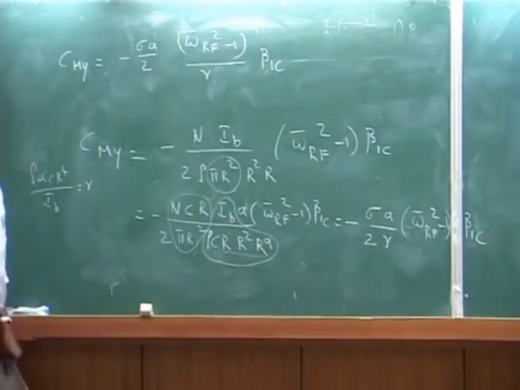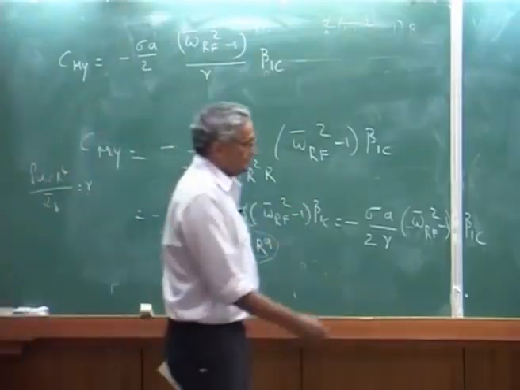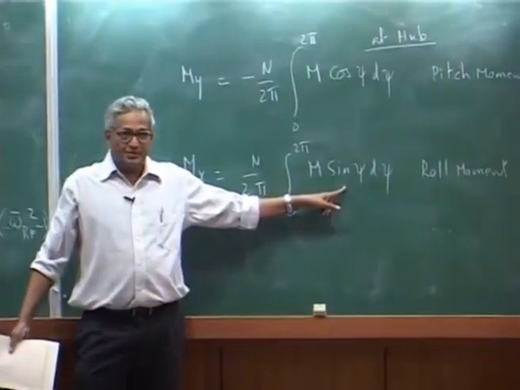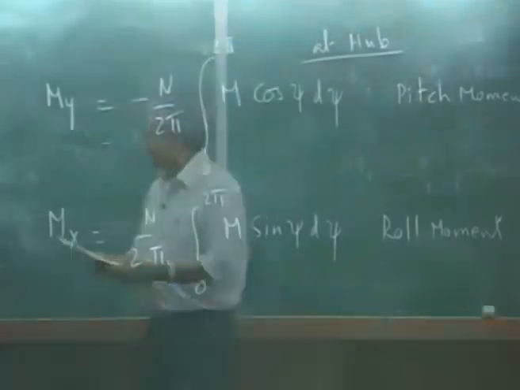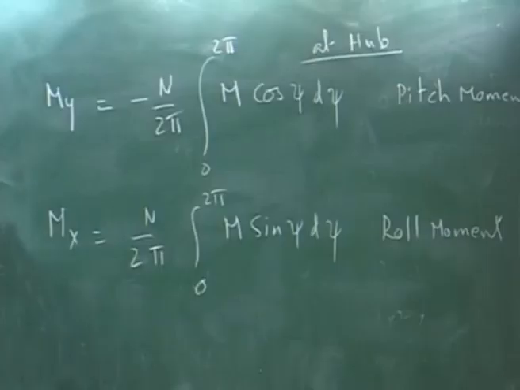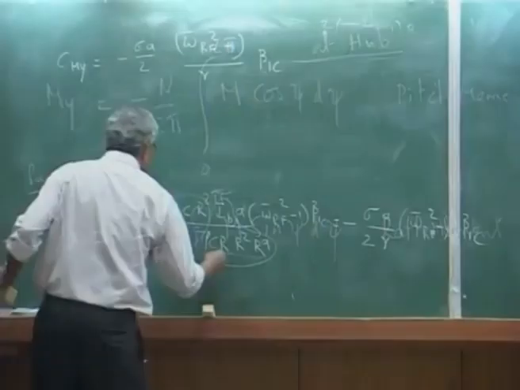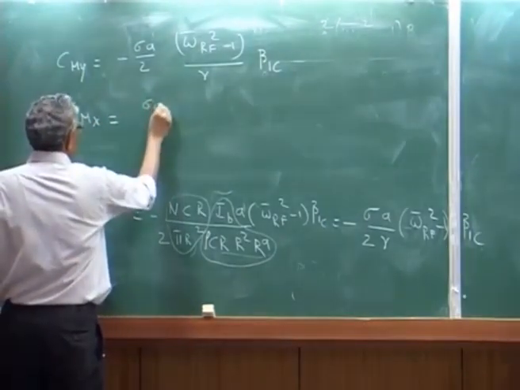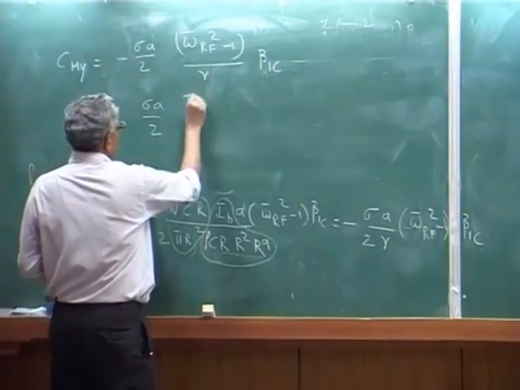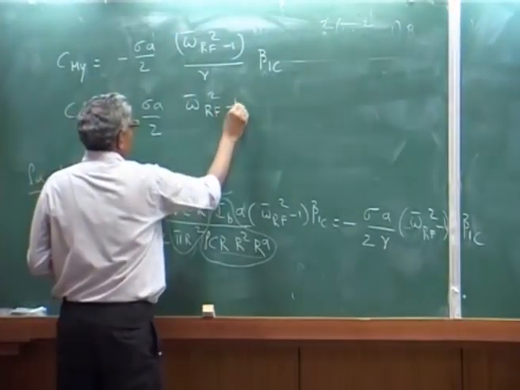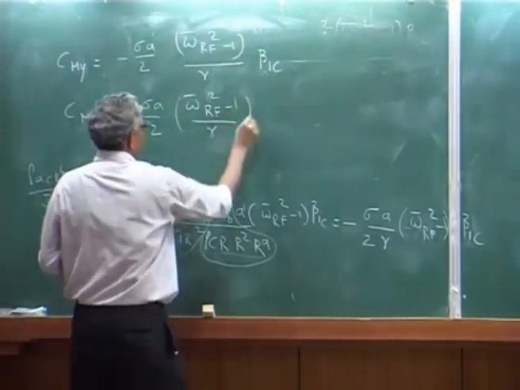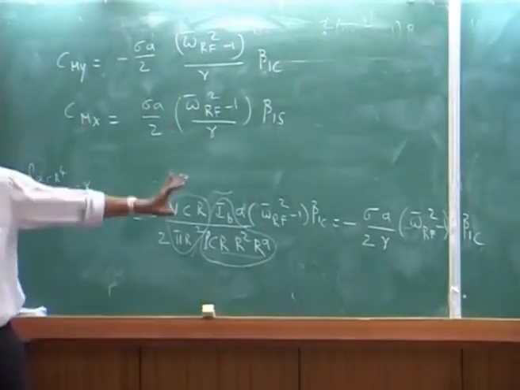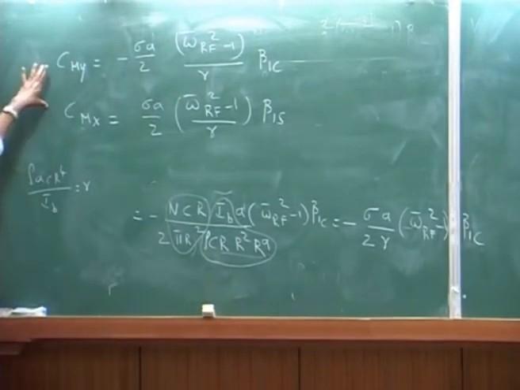Similarly, you can write for Mx. Here what will happen is beta sin psi, so only 1s will come. So I just write the expression. Your C_Mx becomes sigma a over 2 times omega bar RF squared minus 1 over gamma, times beta 1s. These are my hub moments.